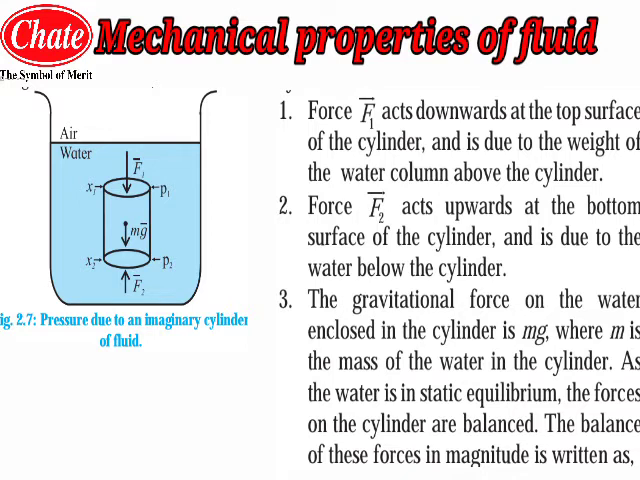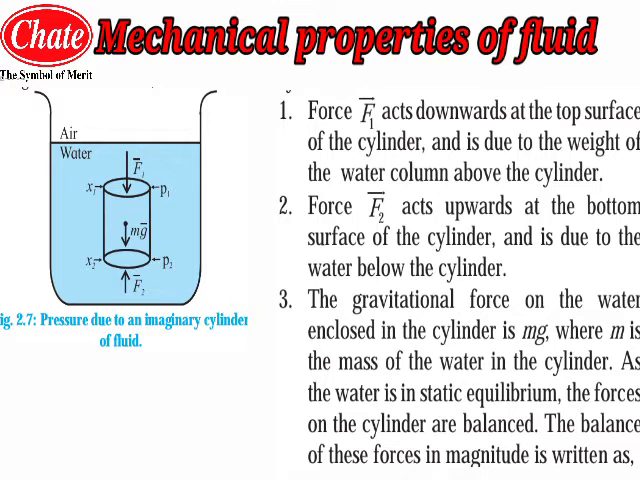Now the third force is the gravitational force on the water enclosed in the cylinder, which is given as the product of mass and gravity, m into g. Here m is the mass of the water enclosed inside the cylinder. Now the water is in static equilibrium, meaning the forces are balanced, and the forces on the cylinder are balanced. Thus the balance of these forces gives the magnitude, which we will see now.